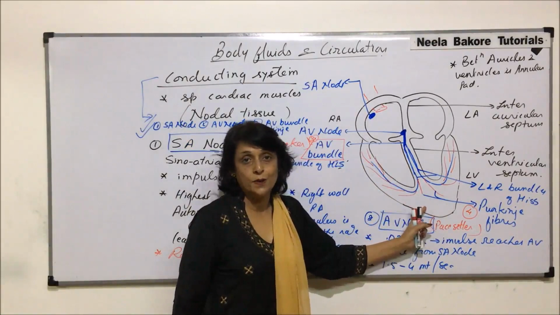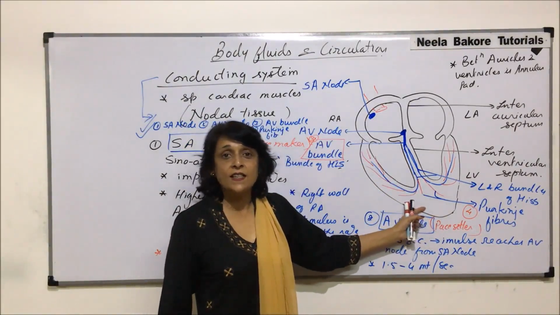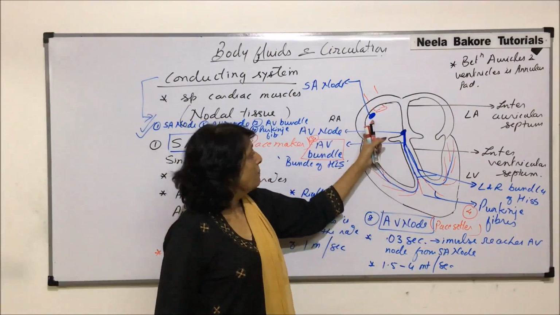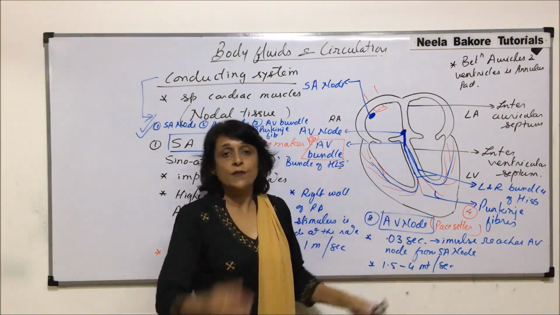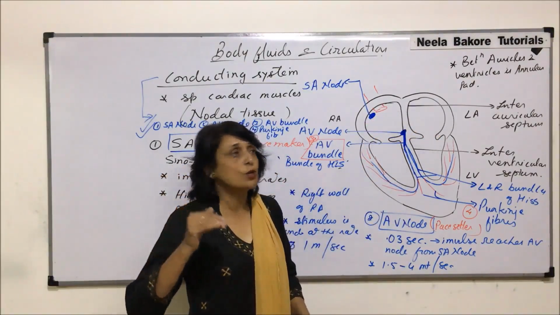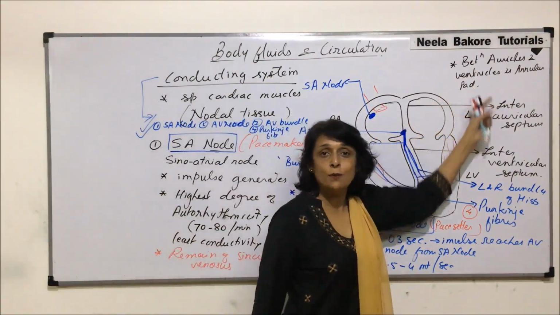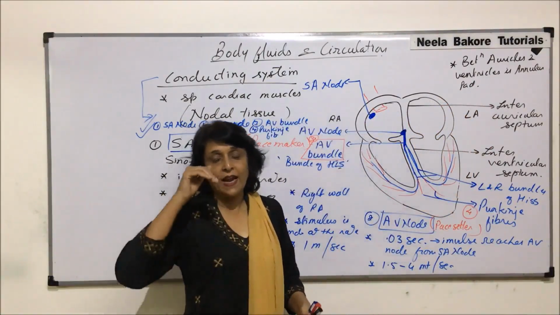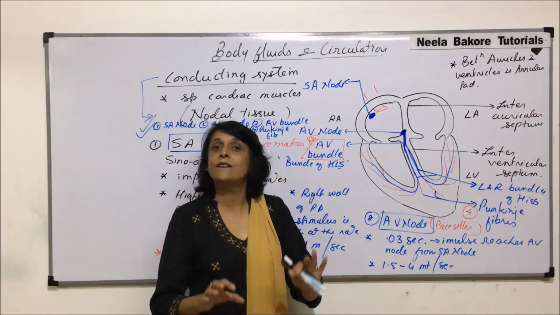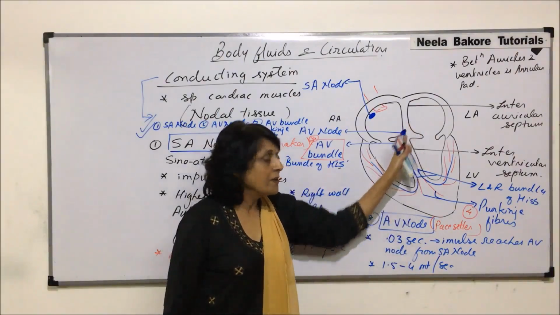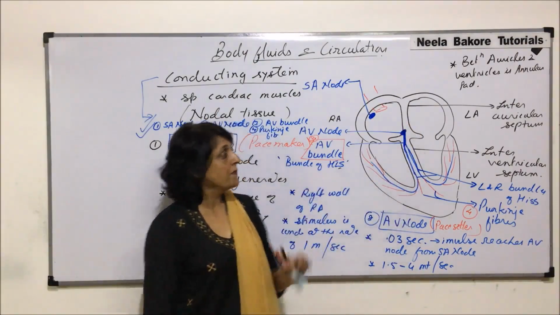to the ventricles. And why we need this conducting system is between auricles and ventricles there is a band of fibrous tissue which is known as annular pad, and that is why there has to be some system which is going to let that impulse travel from here to the ventricles.